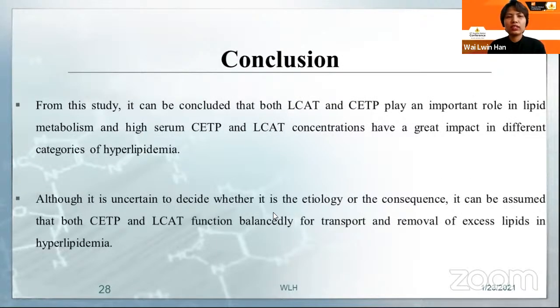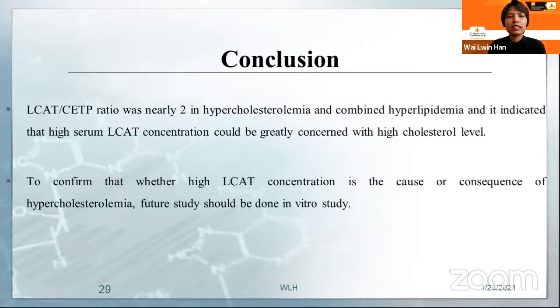Regarding the conclusion from this study, it can be concluded that both ALCA and CETP play an important role in lipid metabolism, and high serum CETP and ALCA concentrations have a great impact in different categories of hyperlipidemia. Although it is uncertain whether it is the etiology or consequence, it can be assumed that both CETP and ALCA function in a balanced way for transport and removal of acyl lipid in hyperlipidemia. The ALCA to CETP ratio was nearly 2 in hypercholesterolemia and combined hyperlipidemia, and it indicated that high serum CETP concentration could be greatly concerned with high cholesterol level.